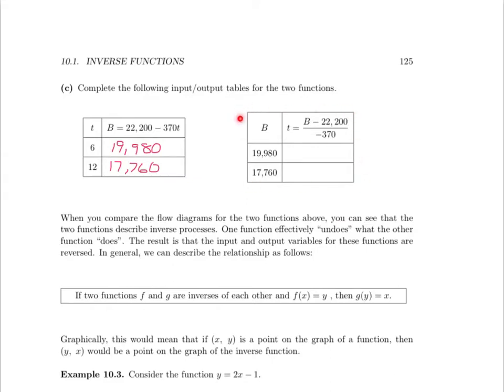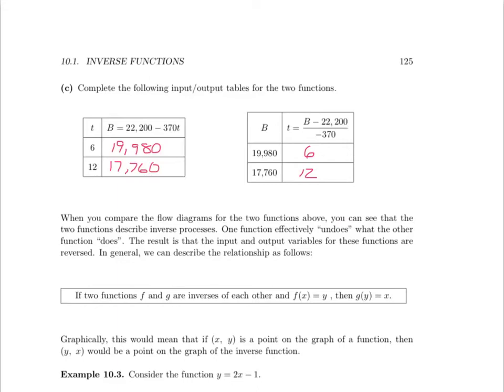Similarly, when we go to the second table, we're given two different values for b, which we can substitute into our function to determine the corresponding t values. When b is 19,980, we find that t is 6. Similarly, when b is 17,760, we find that t is 12.